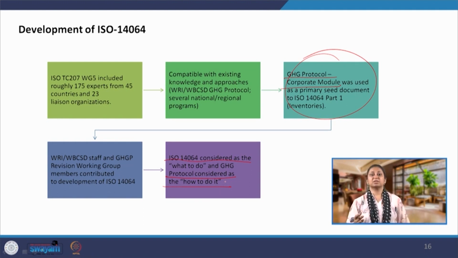And simultaneously we are also talking about, within these two, how to reduce these emissions. We are not talking about projects which are offsetting, which are specifically developed for removing the GHG emissions, but here we are talking about the what to do and how to do it. The protocol of reporting and accounting is what we are looking at.